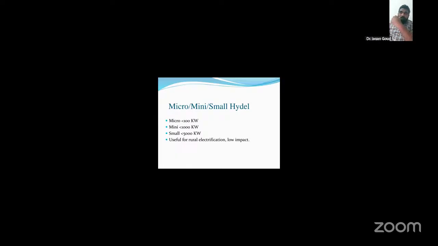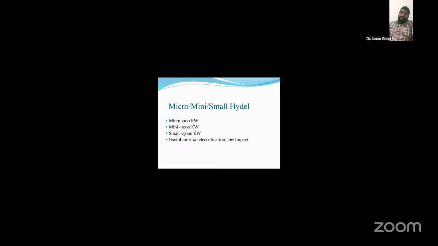Capacity-based classifications are: micro hydel is installed capacity less than 100 kW. Mini hydel is less than 1000 kilowatts or 1 megawatt capacity. And small hydel is less than 5000 kilowatts or 5 megawatts installed capacity. Micro, mini, and small. Some countries may use slightly different capacity ranges, but these limits are commonly used in academic context.